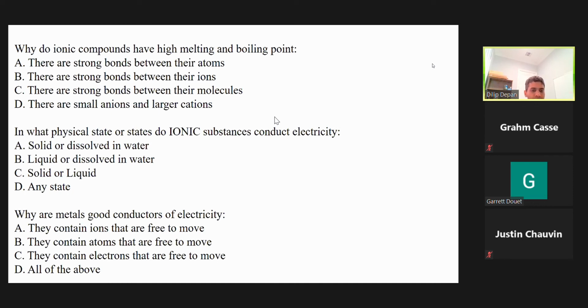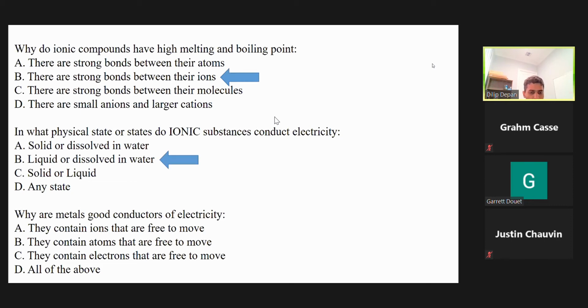In what physical state or states do ionic substances conduct electricity? It will be B, liquid or dissolved in water. Yes, when ionic compounds are dissolved in water, the water will break the ionic bonding, they get dissolved, and there are free ions, so they will conduct electricity. At the same time, if they are in a molten state, they also conduct electricity because the ions can move freely.